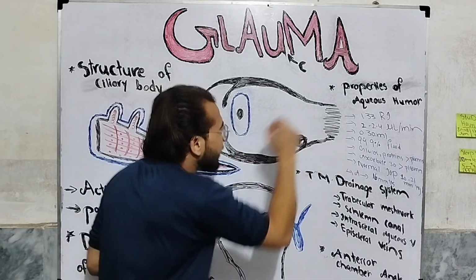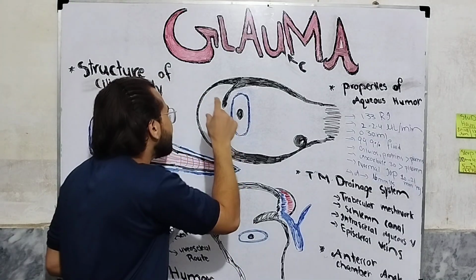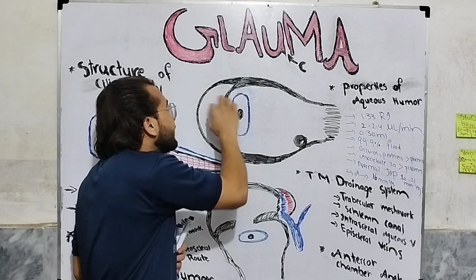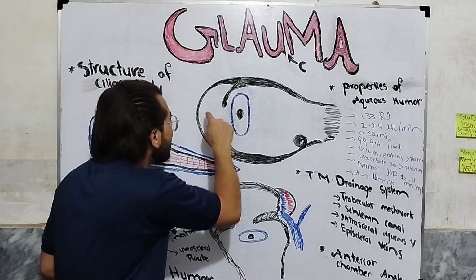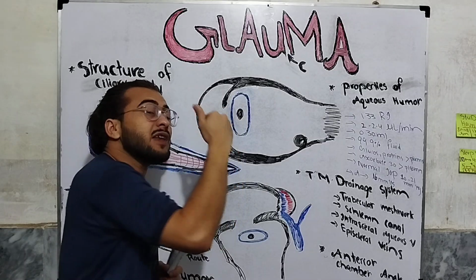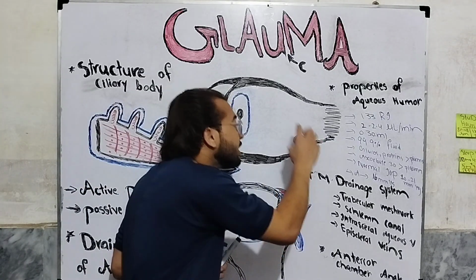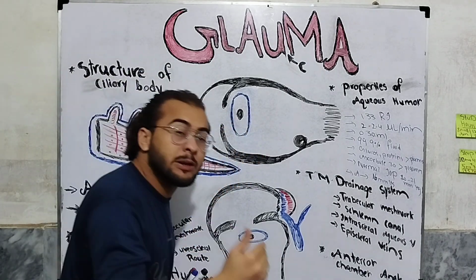This pathology occurs most commonly with increased intraocular pressure, when the pressure inside the eyeball is increased due to the fluid present in the anterior chamber and posterior chamber, called aqueous humor. When this aqueous humor causes increased pressure, it causes this pathology. So increased intraocular pressure is the most common pathology.